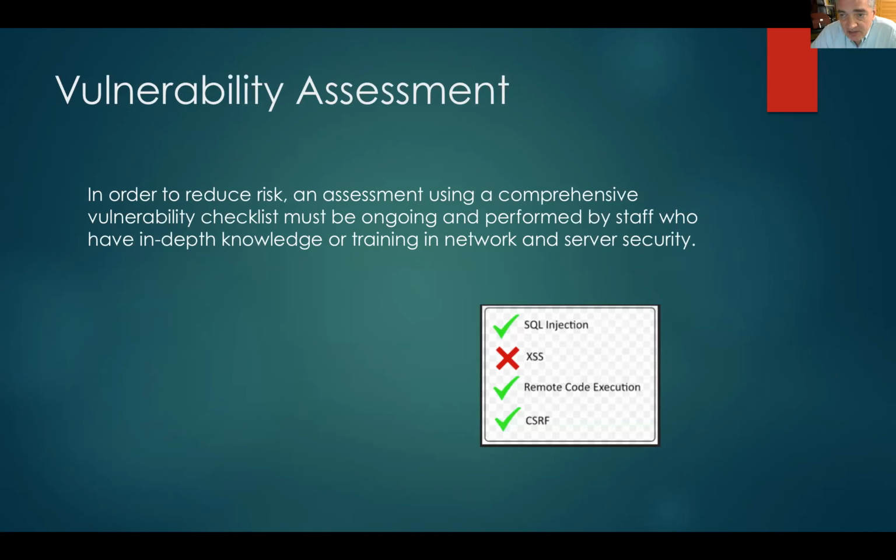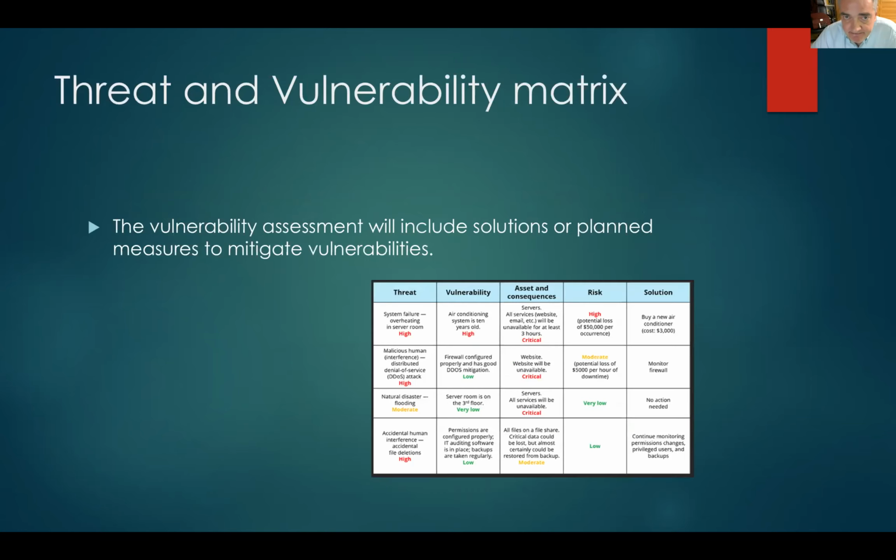Now, vulnerability assessments are checklists that are ongoing and performed by staff who know what they're doing. This is an example of a vulnerability matrix. So, for example, the threat on the first line in the threat category: system failure due to overheating in the server room.